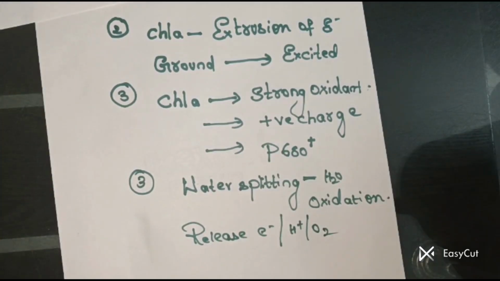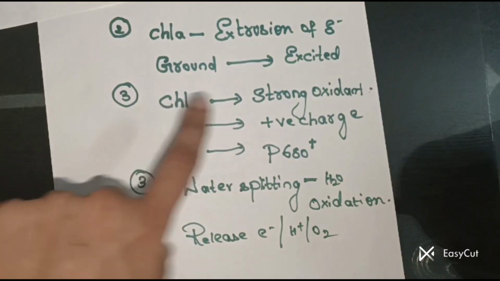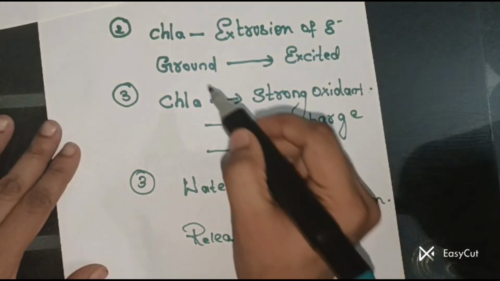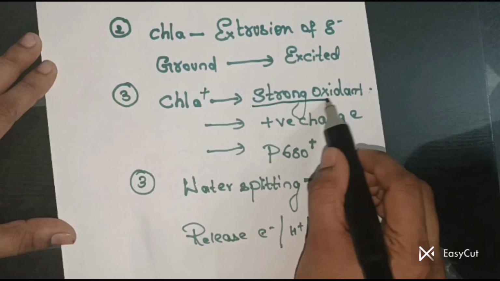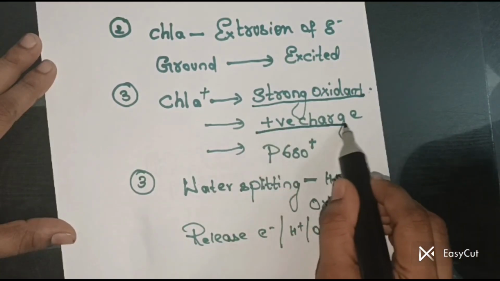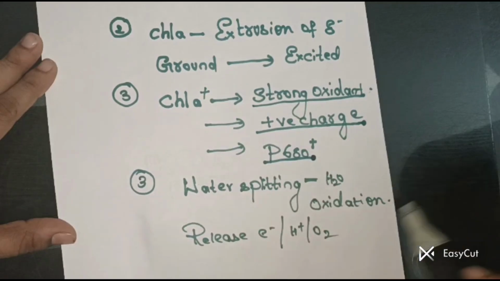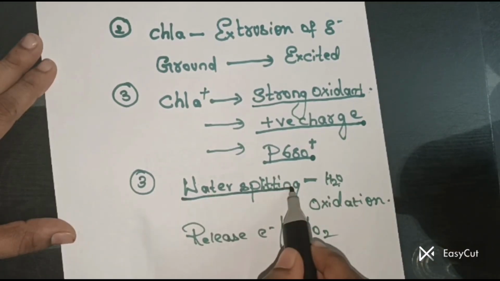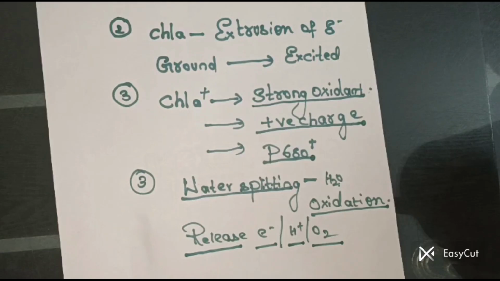Can you please try to recollect the points? The chlorophyll A, after losing electrons from ground state to excited state, in the reaction center is going to acquire the positive charge and act like a strong oxidant. After acquiring positive charge, it acts like P680 plus, which is going to oxidize the water. Let's call this step water splitting or oxidation, which in turn releases electrons, protons and oxygen.